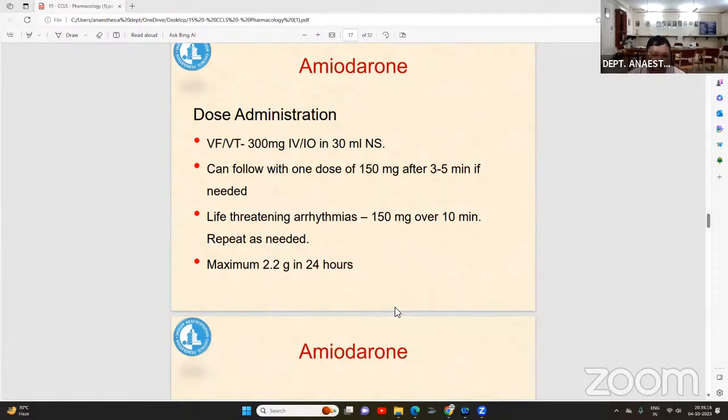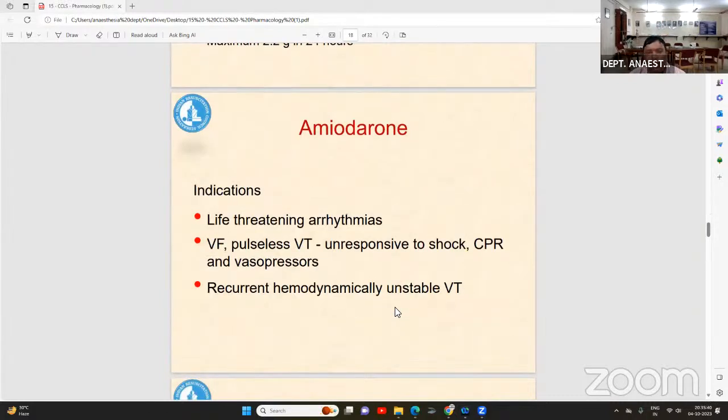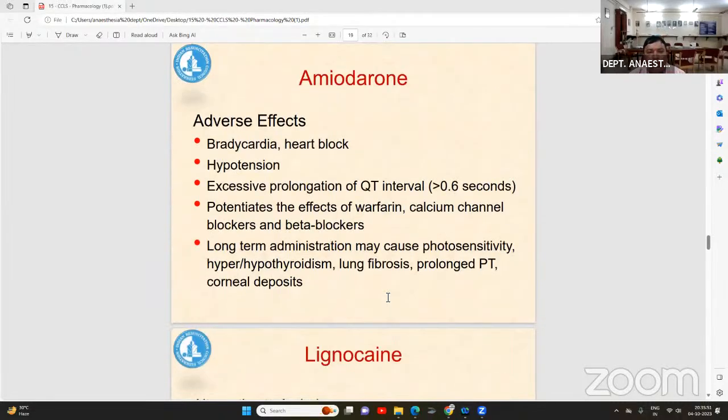I just want to mention about amiodarone. Amiodarone ideally should be diluted in dextrose only. Generally, for infusions, we keep amiodarone in dextrose only. Maybe in emergency situations we may mix it with saline, but ideally in ICU setups, in infusions for chronic AF patients, we generally mix it in dextrose only. The maximum dose is 2.2 grams in 24 hours. Indications are life-threatening arrhythmias, VF, pulseless VT unresponsive to shock, CPR and vasopressors, and recurrent hemodynamically unstable VT also. What are the adverse effects?